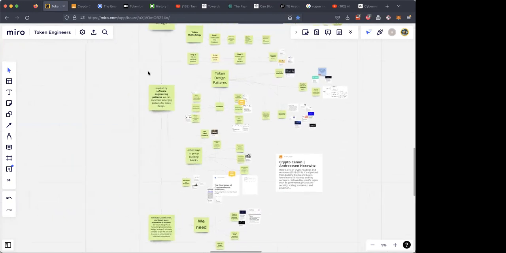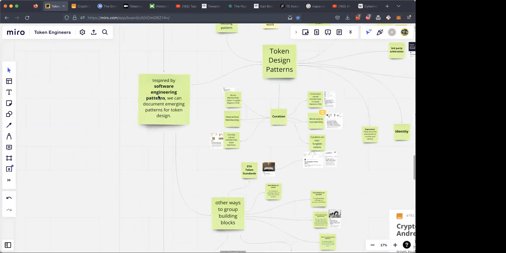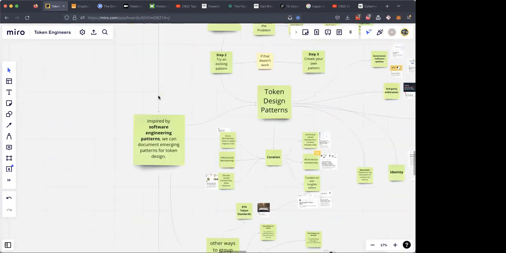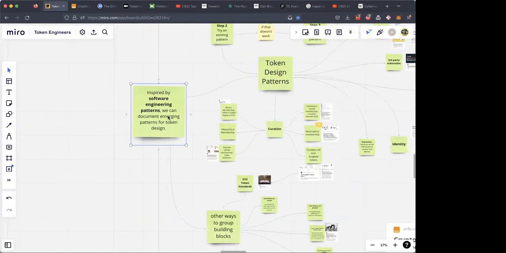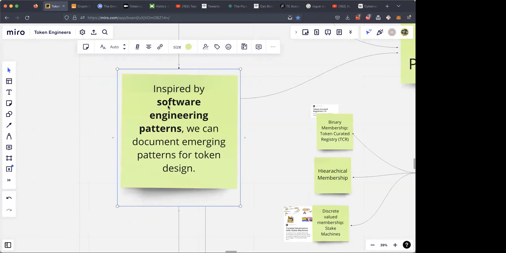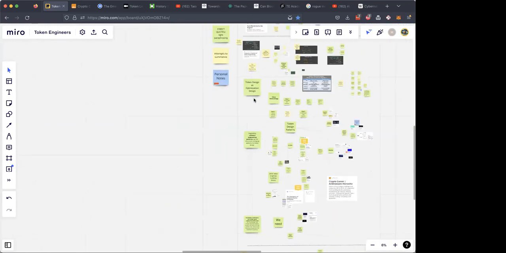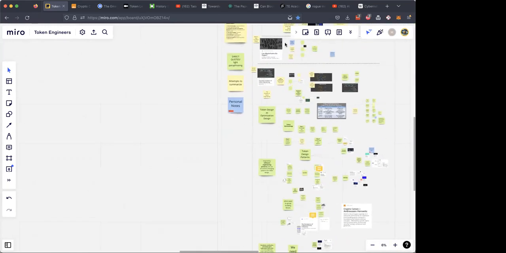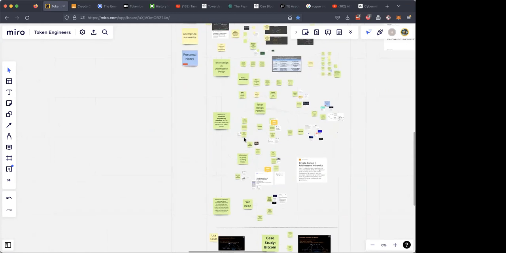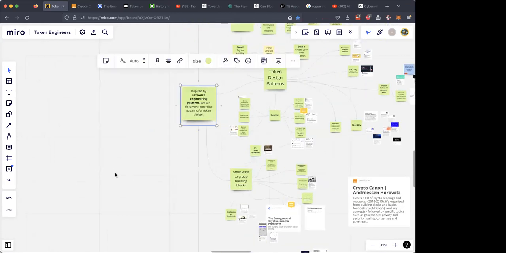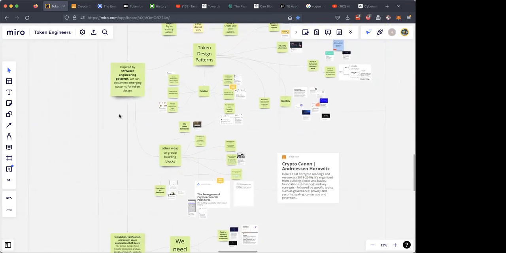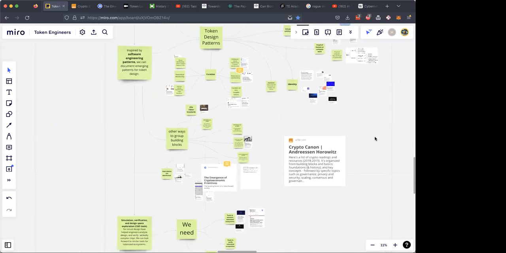All right, sorry, I kind of missed the main idea of all this. And that is, inspired by software engineering patterns, we can document emerging patterns for token design. And that's what we should be doing as a field of token engineers. I guess there's much progress in this that we've got to catch up with, and I guess we will be catching up in the future modules.